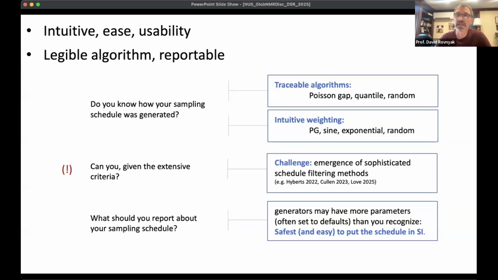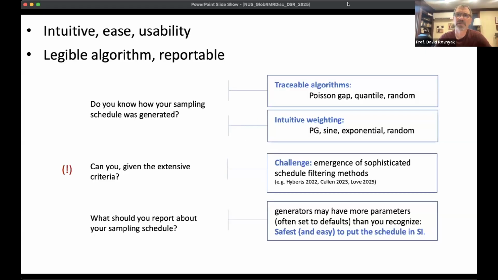Also, we have a challenge. As we've learned to develop better sampling schedules, a number of folks, including us, have worked on sophisticated schedule filtering methods that add some complexity. And so if I was to have maybe one risky comment here, it is that we may reach a point where we may not be able to talk about the entire complicated procedure that goes into generating a sampling schedule.